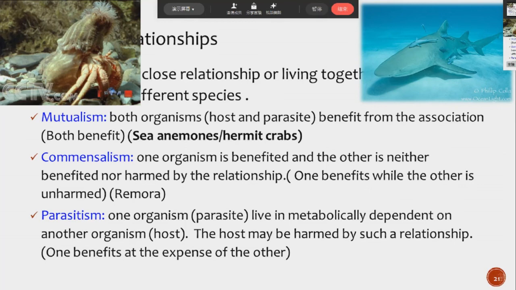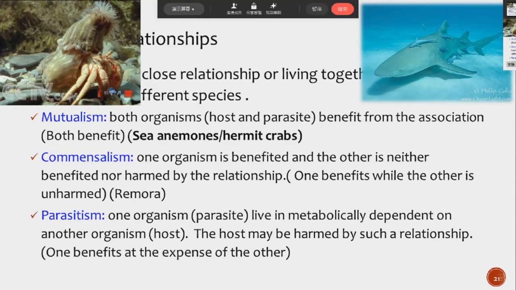On the shark's surface, we can see that they have small fishes. The shark can move through broad areas to find food, but the fishes' swimming ability is very poor. So if they want to live and take more food, they have to attach to the shark's surface, and when the shark swims through the broad layers, they can take a lot of food. So they benefit. But for the shark, there is no benefit and no harm.